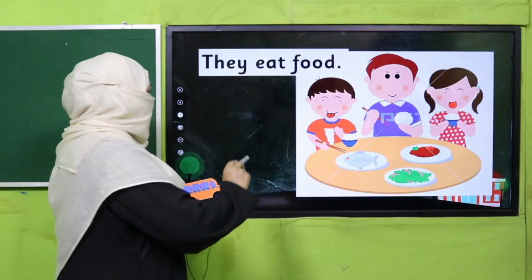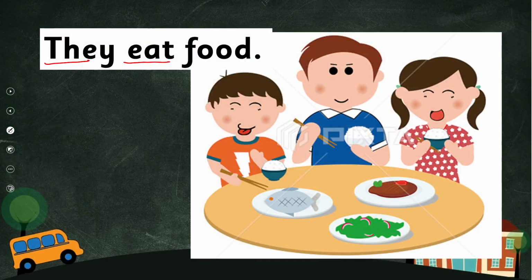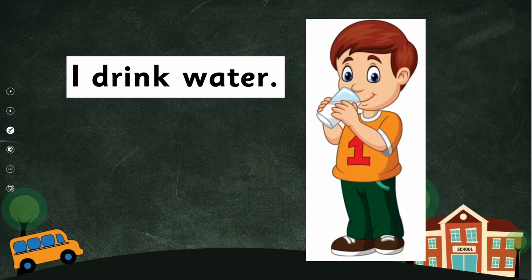Look at this sentence. They eat food, and full stop. The first letter is capital, and the full stop is there. Now, see, is it giving a complete sense? Yes, they eat food. I drink water, full stop.